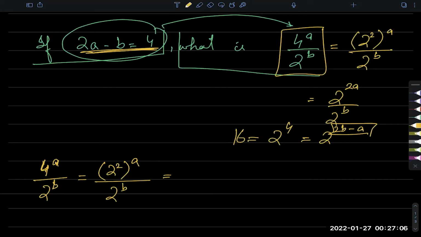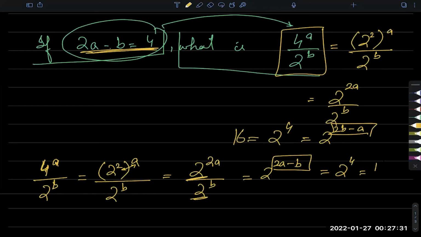And then power upon a power multiplies. We know that. That is a rule of indices. So this becomes 2 power 2a over 2 power b. And now this thing becomes 2 power 2a minus b. Why? Because if the bases are same and the numbers are dividing, powers will subtract. And there I know what that is. 2a minus b, they've already told me it is equal to 4. So I just plug that in there and that makes it 16. Yeah, I got an answer.